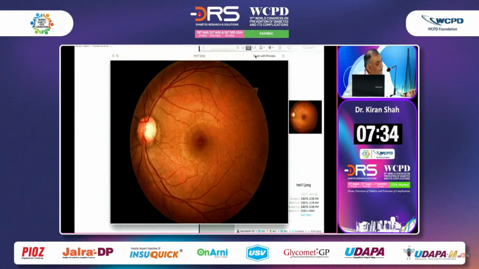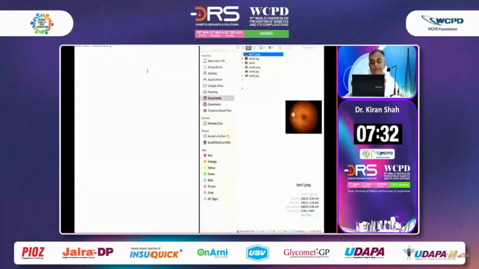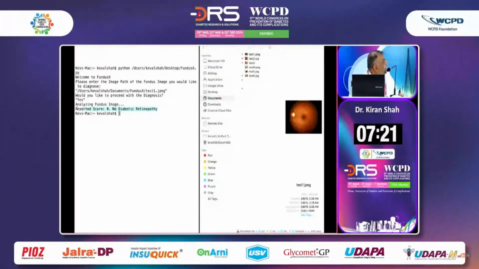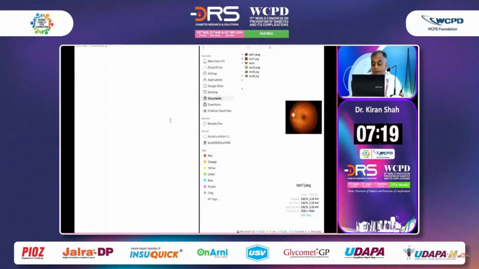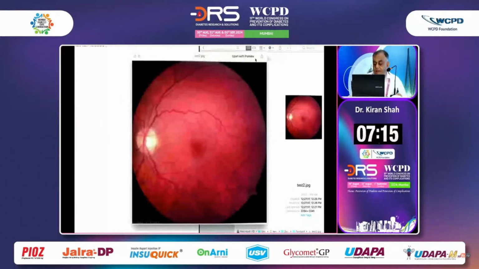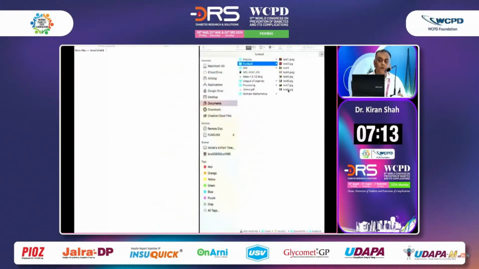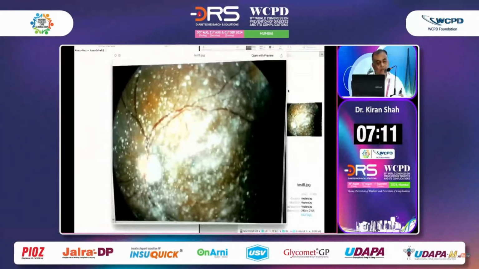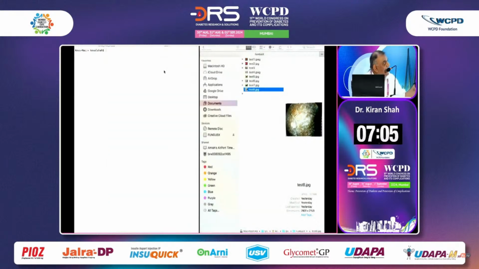Now this is actually a normal fundus. So how does it work, using Python programming? It gives you a diagnosis saying mild diabetic retinopathy. So we have mild, moderate, severe. But then we also need to test whether this particular program is working well. So these are basically floaters in the eye. These are called vitreous floaters or asteroid hyalosis. And these are not hard exudates.